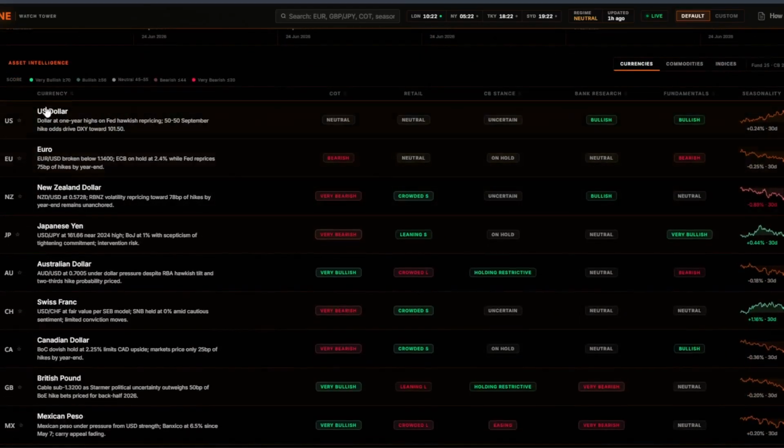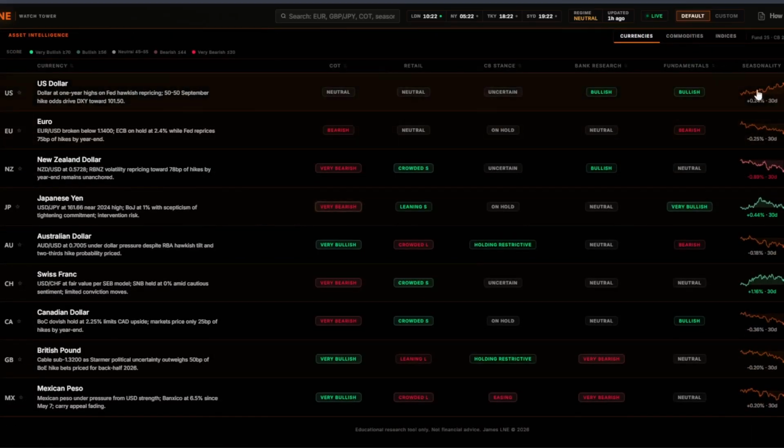And we can also see that here in the currency chart, right? It puts everything into perspective from COT, retail, CBs, central bank stance, bank research, fundamentals, and seasonality, to basically get this bias. For the most part, the bullish score is really coming from the fact that, fundamental wise, the US dollar has been relatively stable. I don't think we have been getting very much weakness coming into the US dollar. Growth is definitely weakening, but it's not deflationary. It's not a sense of dire weakness.